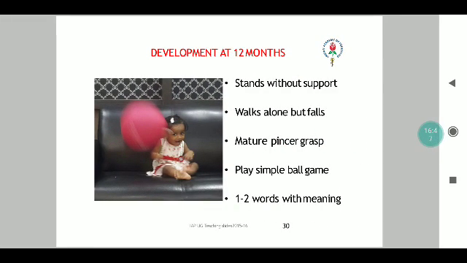By the 12th month of age, the child is able to stand without support, is able to walk alone, but does fall in the process. It's because of this milestone, there is a common saying, nobody is able to walk without falling and getting up. So coming back to the topic, mature pincer grasp is also formed by 1 year, and the child is able to play a simple ball game and speak 1 to 2 words with meaning.